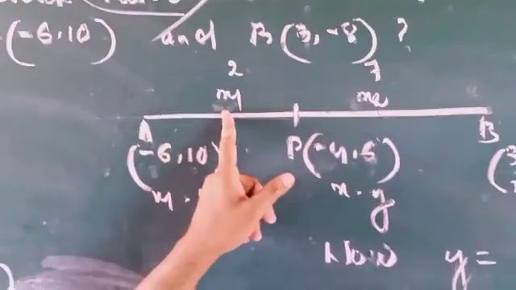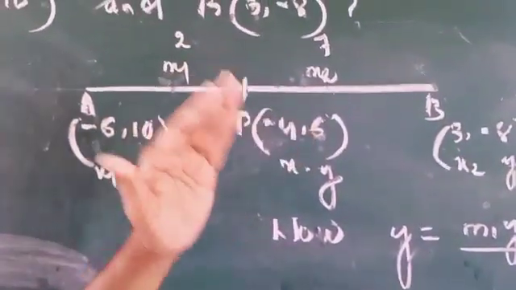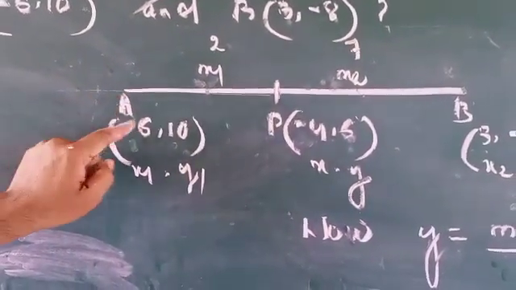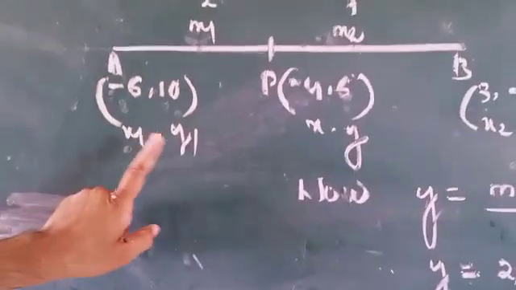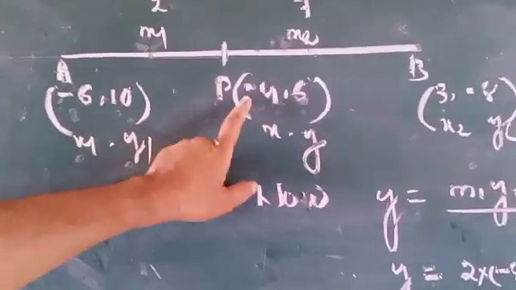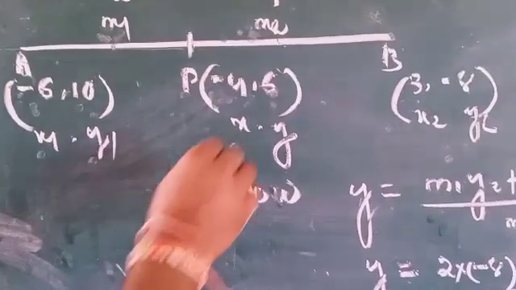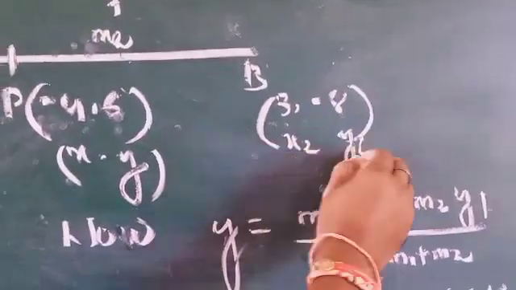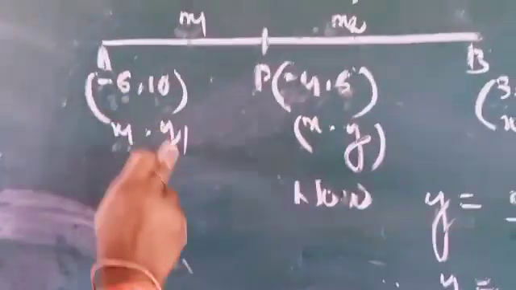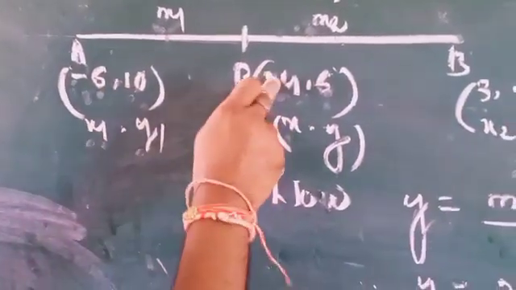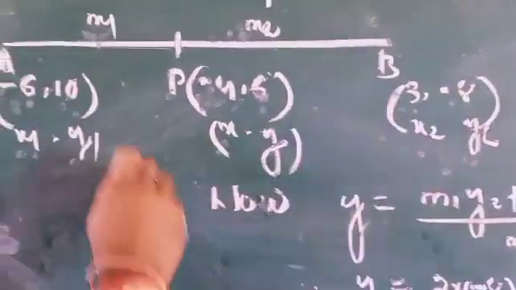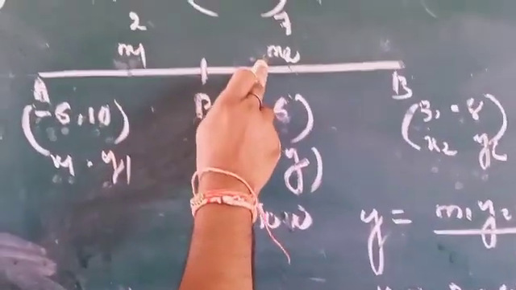Let the ratio be m1 is to m2. Now you see, just below (-6, 10) I have written x1, y1. Below P (-4, 6) I have written x, y. And below (3, -8) I have written x2, y2. That means x1 is -6, y1 is 10, x is -4, y is 6, x2 is 3, y2 is -8. All are given, but m1 and m2 we have to find.